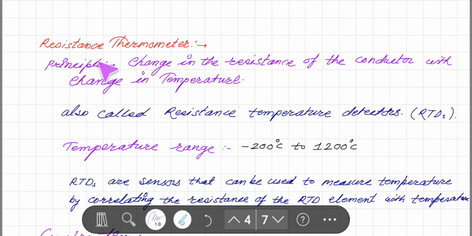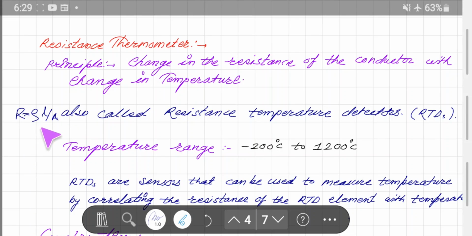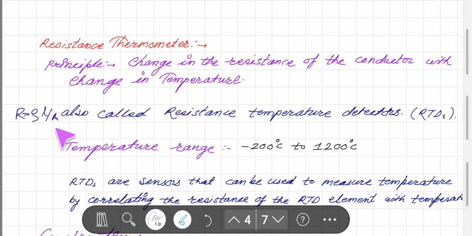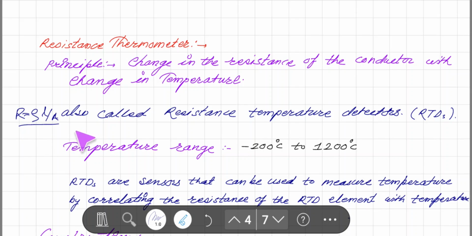Now let us consider a resistance thermometer. This is another device which is used for measurement of temperature. Here the principle of this thermometer is the change in resistance of the conductor with change in temperature. We already know that the resistance of a material is R equal to rho L upon A, where rho is the resistivity, L is the length of the conductor and A is the area of cross section of the conductor.